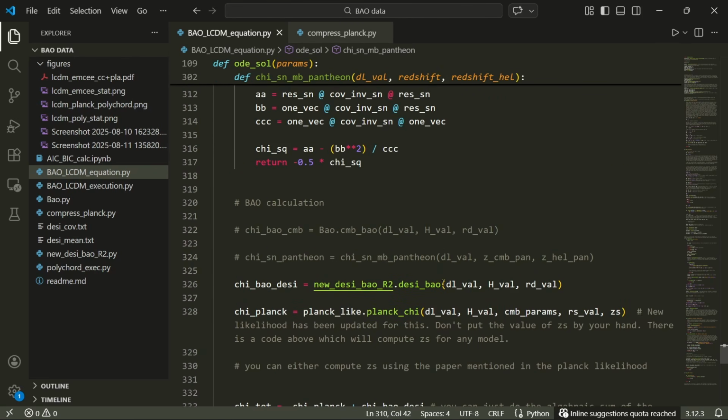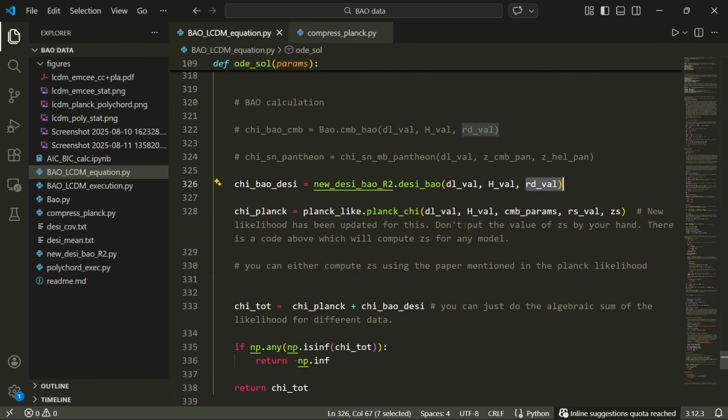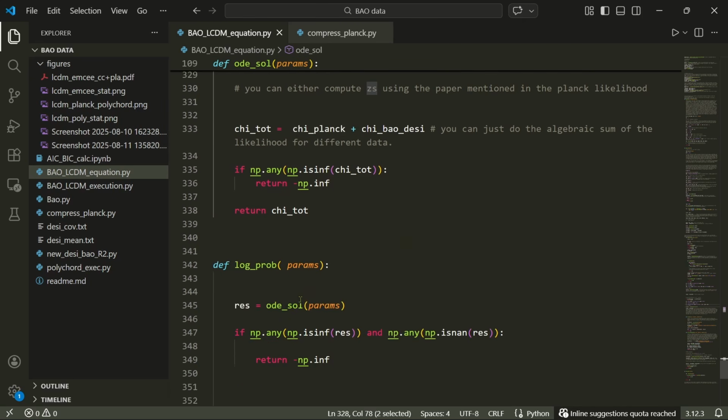Similarly, you just have to invoke your DL val as well, and there is an RD. RD will be automatically calculated over there. Similarly, for Planck, you have to just give your DL val as well. There is CMB params, I have already defined it. There is RS val, it will automatically compute. And similarly, there is ZS, it will be automatically computed. So once you have given your model and extracted the arrays for luminosity distance and the Hubble function, everything else will be computed automatically.